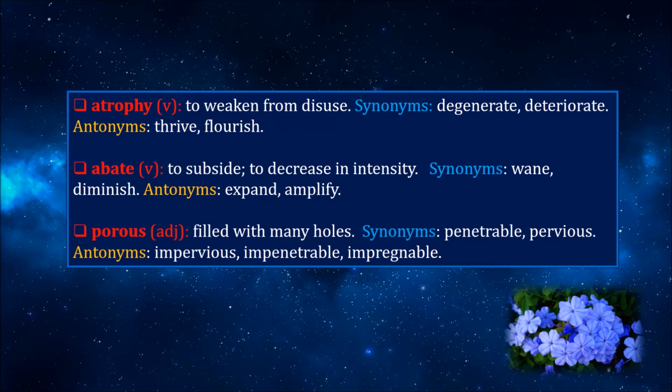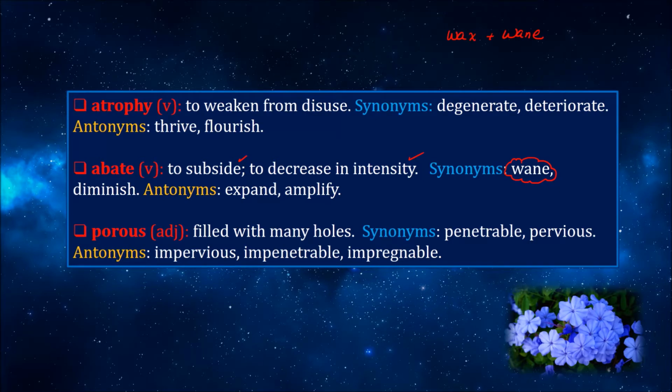The second word is abate. Abate is to subside, to decrease in intensity. So one can say, for example, the storm abated. It means the storm calmed down. Synonyms is to wane. The words wax and wane are antonyms. Wane is to decrease in intensity, and wax is to grow in intensity. We talk about, for example, the waxing moon and the waning moon. And I have examples of this as well.